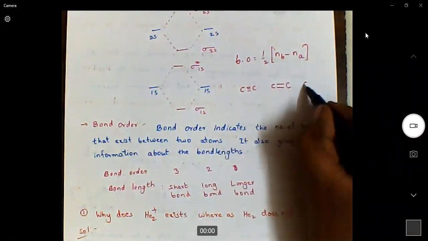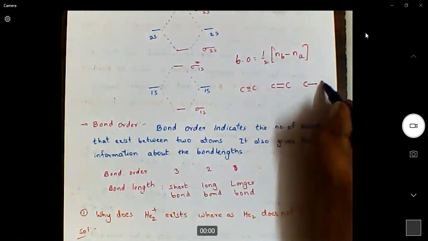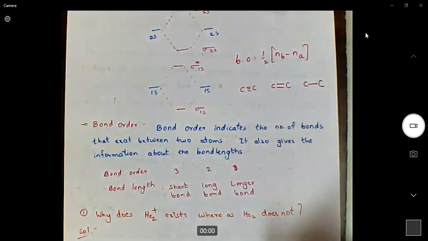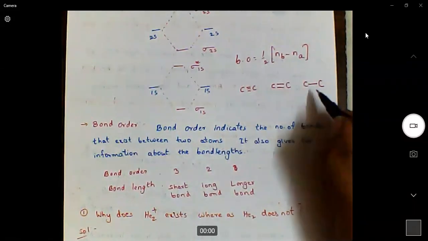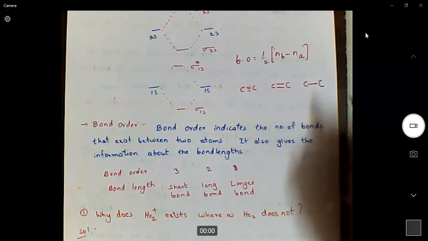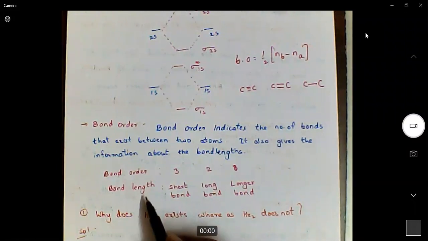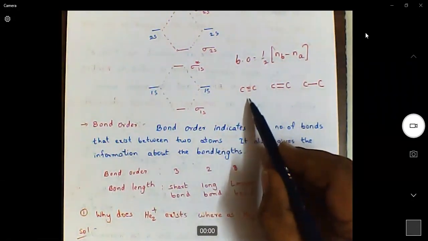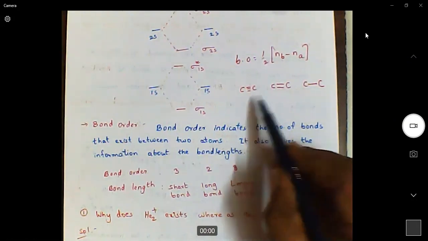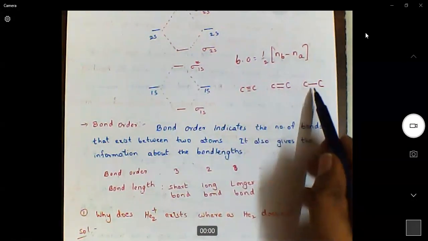If the bond order is 1, there is only a single bond between the two atoms. Now here the bond length is very high. So bond order and bond length are inversely proportional. If bond order is high, bond length is low. If bond order is low, bond length is high.